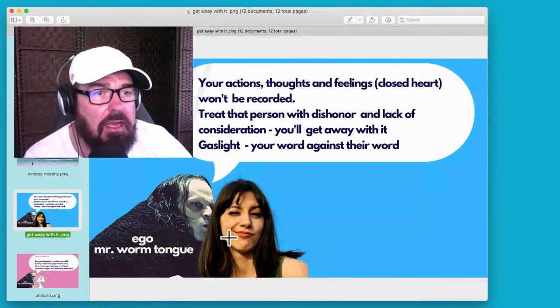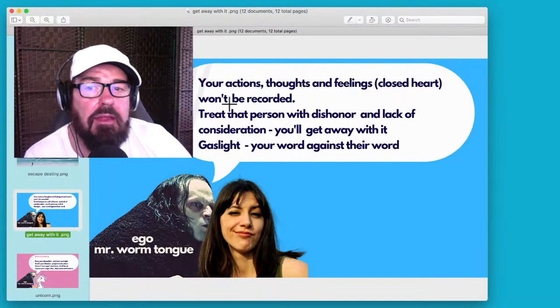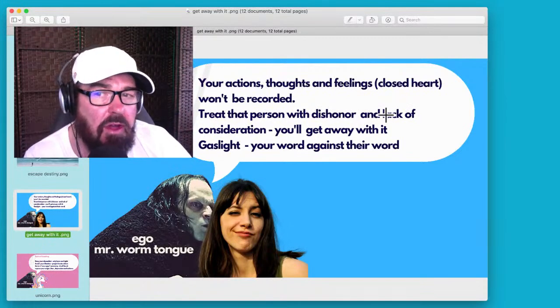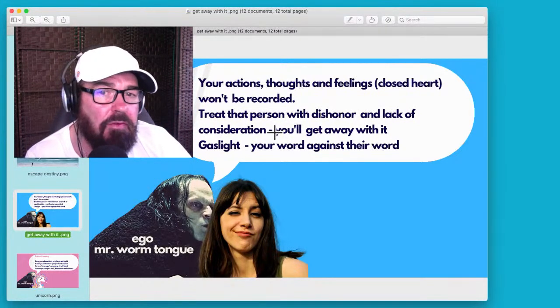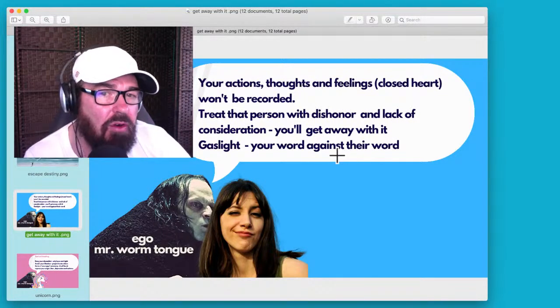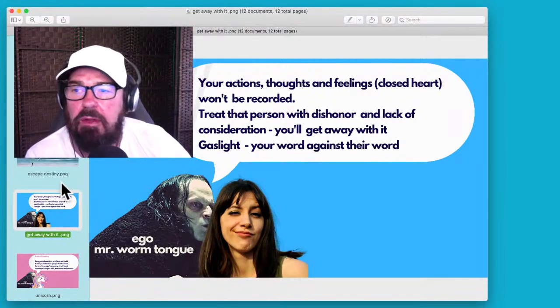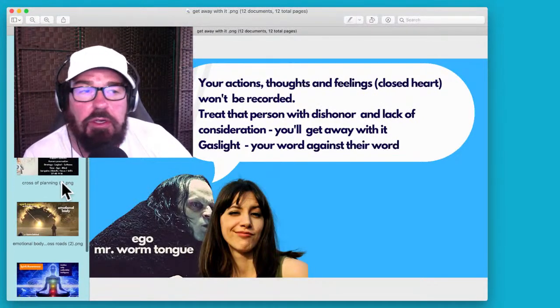So this is the ego mind saying, no, nobody's going to know any of this, right? It won't be recorded, right? So you can treat that person with dishonor and not consider their feelings. You'll get away with it. Just gaslight, right? It's your word against their word. Nobody's going to know. And that's not true, right?